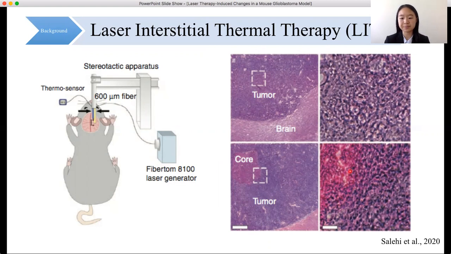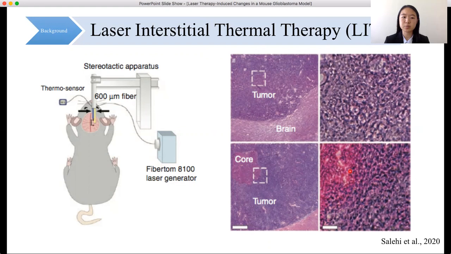So these images are from a publication that I contributed to looking at laser interstitial thermal therapy's effect on increasing blood-brain barrier permeability. We found that this effect extended 30 days past LITT treatment, and so this is one therapeutic benefit of using laser therapy to treat glioblastoma.